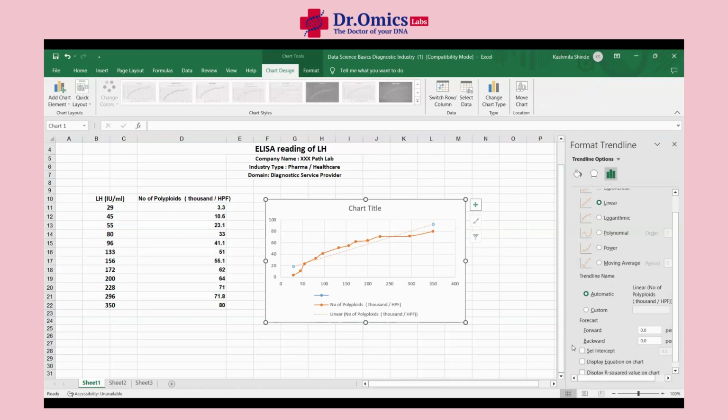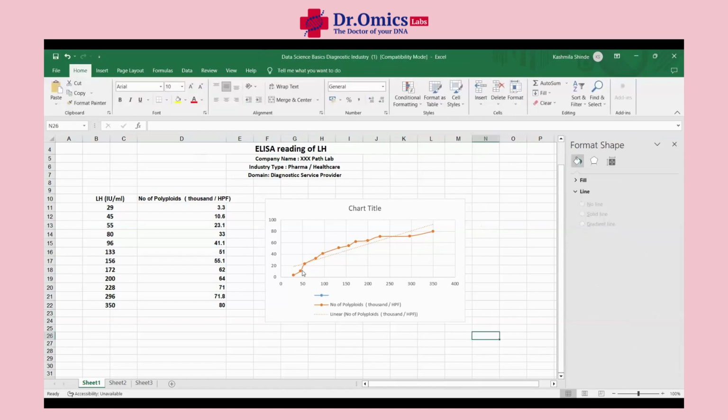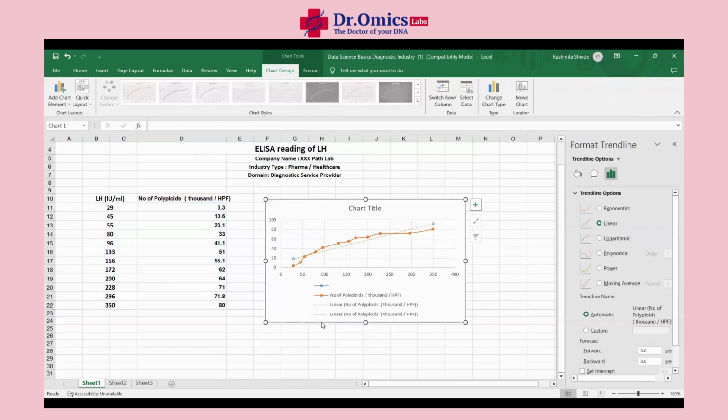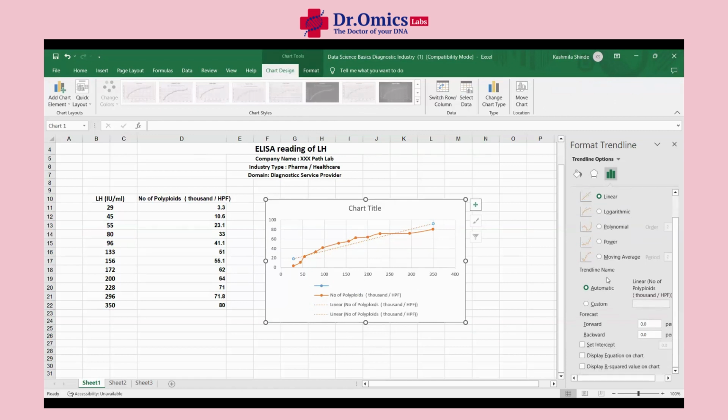Madam, you repeat this task again. Please select the curve so that all the points are selected. Then right click. Add the trend line. Okay, okay. Now, madam, there is an option, we have already selected linear. On the left pane, in the Format Trendline window, scroll down a little. Then select Display Equation on chart, the third option. Then do OK.